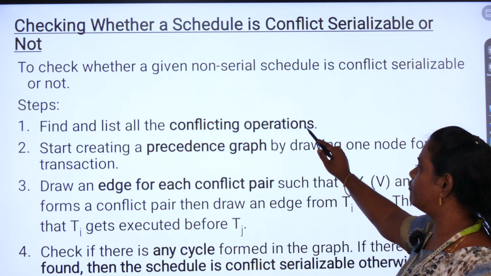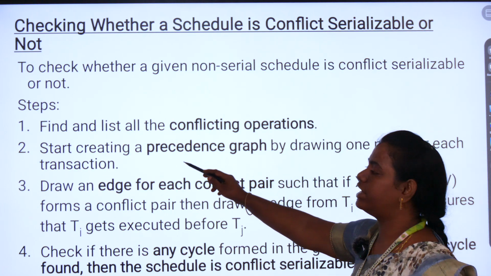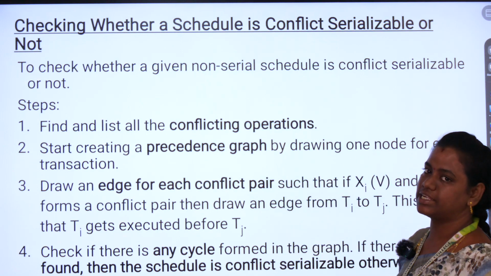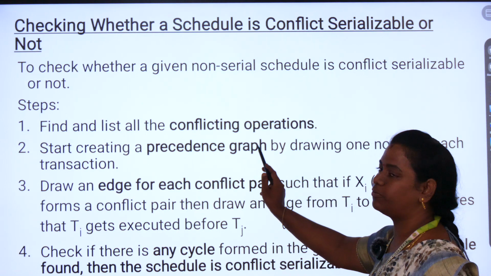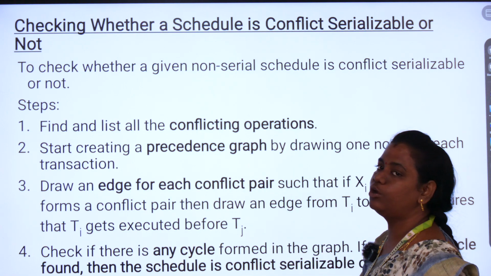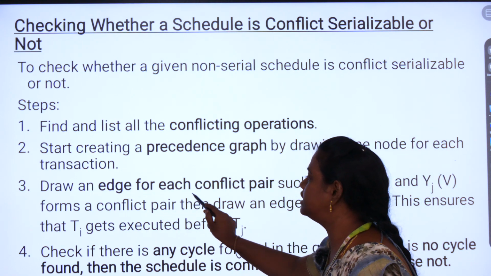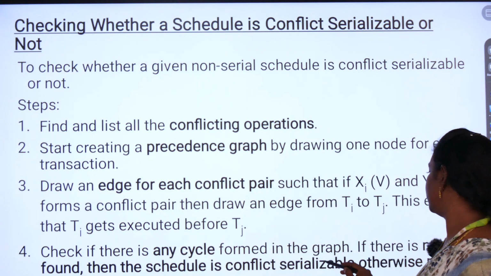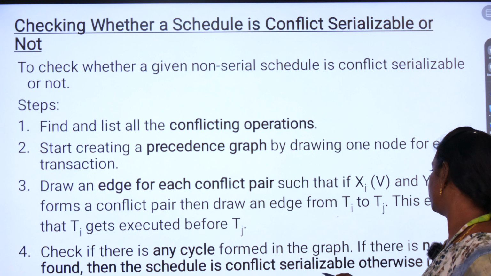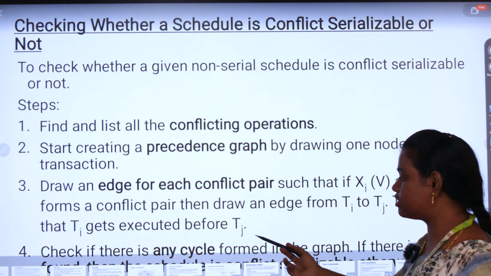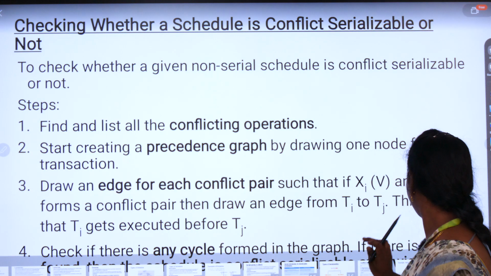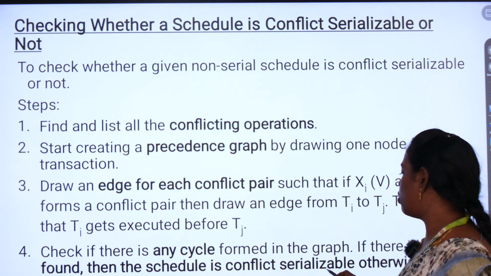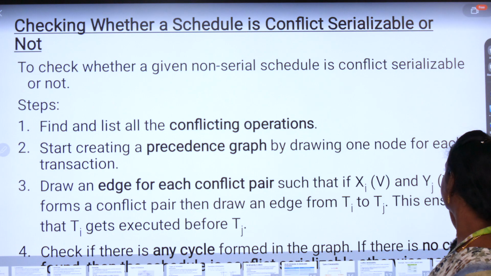After finding all the conflicting operations, we are going to create a precedence graph by drawing one node for each transaction. After that, we need to draw an edge for each conflicting operation. If any cycle is formed, then the schedule is not conflict serializable. If there is no cycle, then we call that schedule conflict serializable. Let's see an example for this.